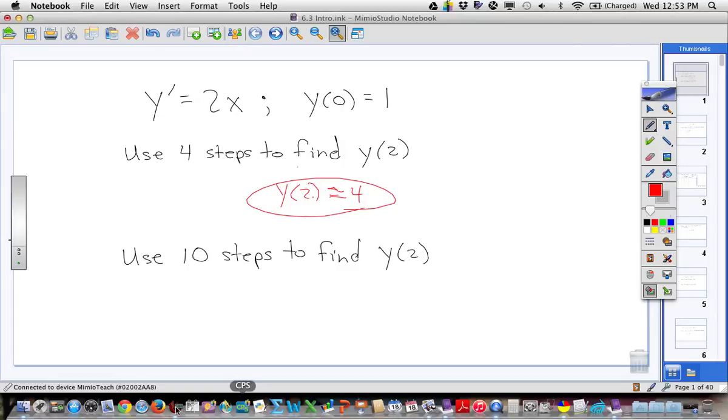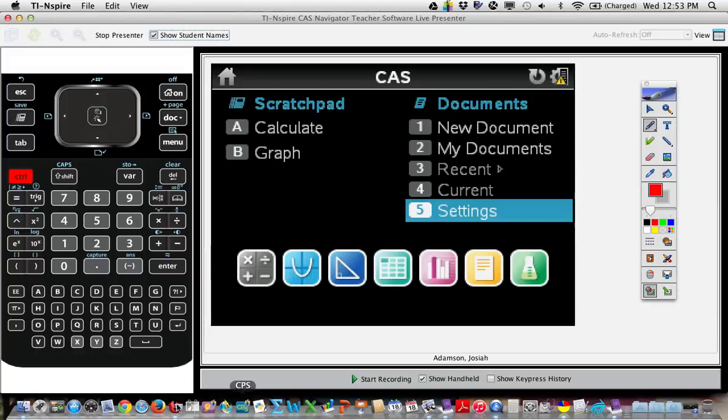So let's go to our calculators now. Everybody needs a calculator. And you're going to have to be able to do this. Okay? So less than 10 steps on Euler's method, we're going to write it out by hand, which is like that table. Okay? All right.